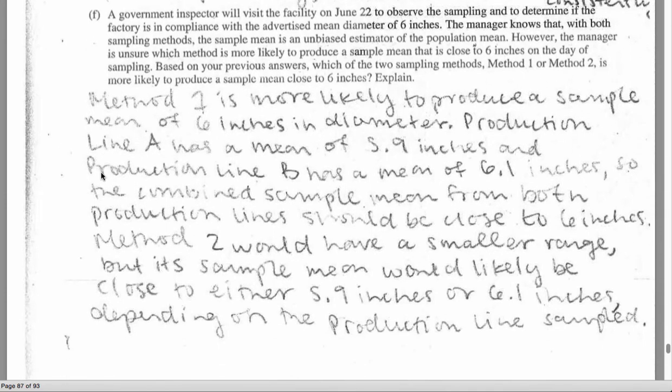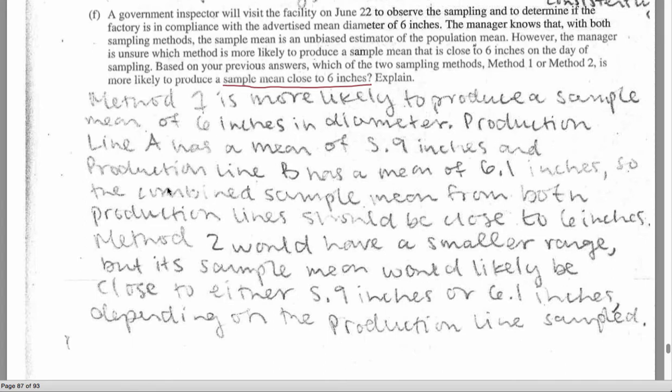In part F, it seems like it's asking the same thing, but really it's not. It's asking which one would have a sampling distribution where the sample mean is closer to 6 inches. And that's not exactly right. It's which one, if you sampled one just on one day, which method would be more likely to be close to 6 inches. So they answered that method 1 is more likely to produce a sample of 6 inches.